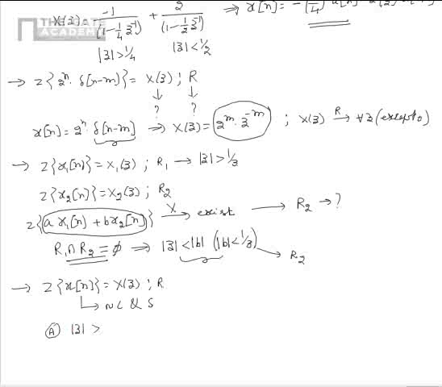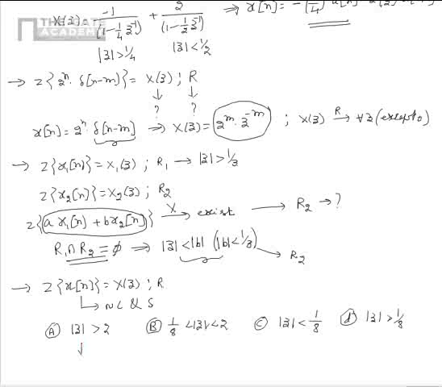Option A is mod z greater than 2. Option B is 1 by 8 less than mod z less than 2. Option C is mod z less than 1 by 8. Option D is mod z greater than 1 by 8.